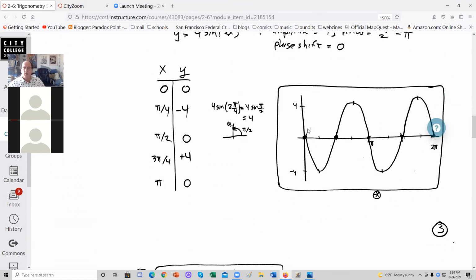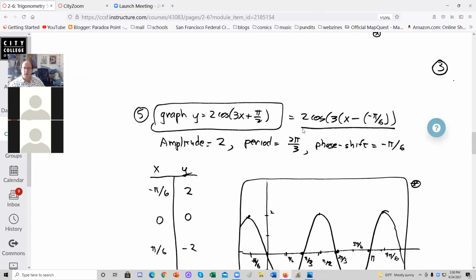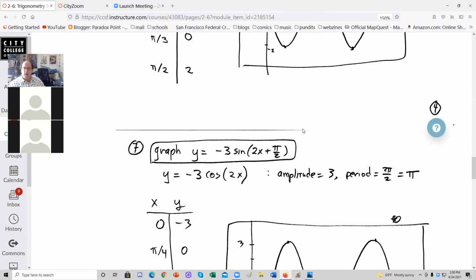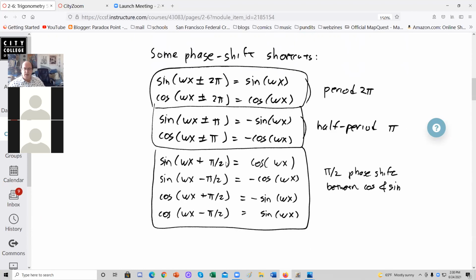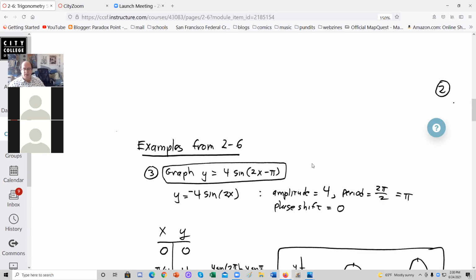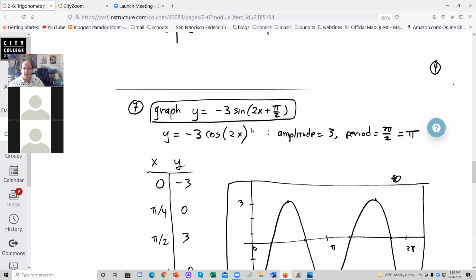So I did this. y equals negative 3 sine of 2x plus pi over 2. Now here we have sine of angle plus pi over 2, and sine of angle plus pi over 2 is cosine of that angle. So we can rewrite this as minus 3 cosine 2x, with an amplitude of the absolute value of negative 3, which is 3. Period is 2 pi over 2, which is pi. And this has no phase shift.